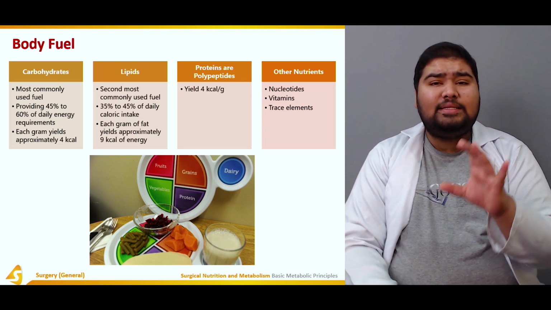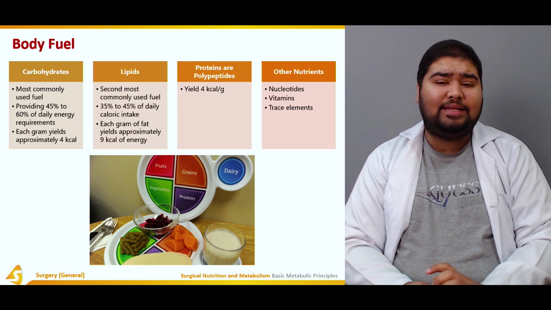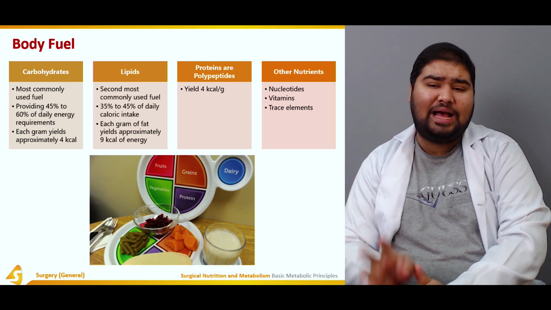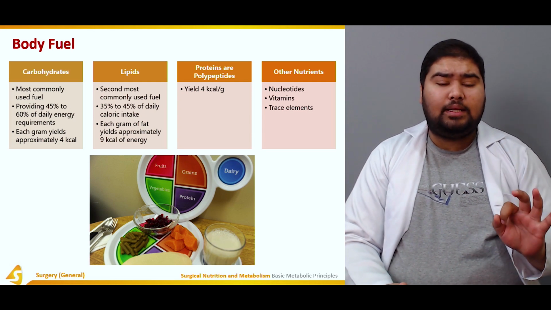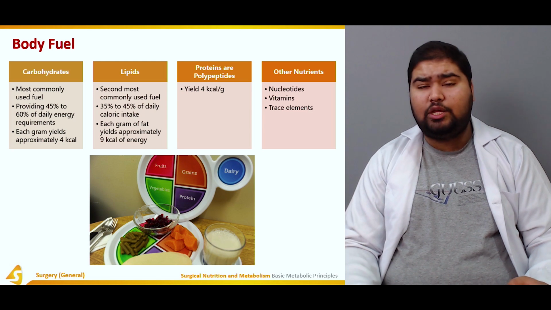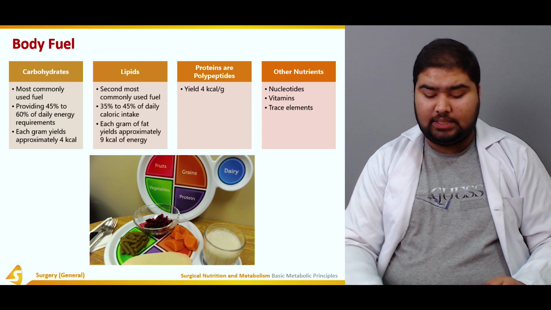So a balanced diet is what is required for healthy nutrition. Your balanced diet must have carbohydrates, lipids, proteins, and these other nutrients. Now, the carbohydrates are the most commonly used fuel. The second most commonly used fuel are the lipids. And finally, we have the proteins.